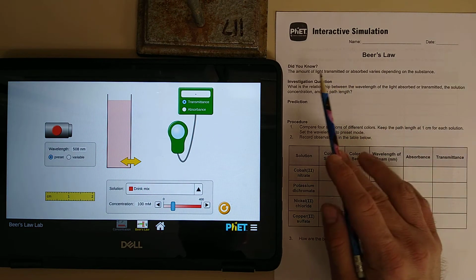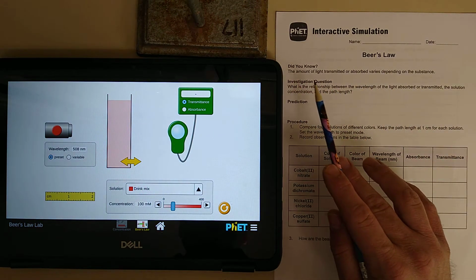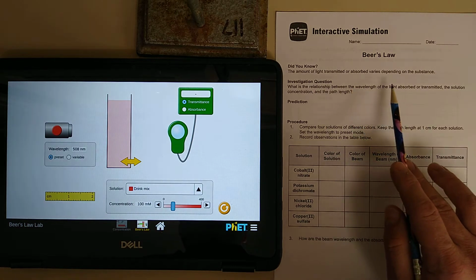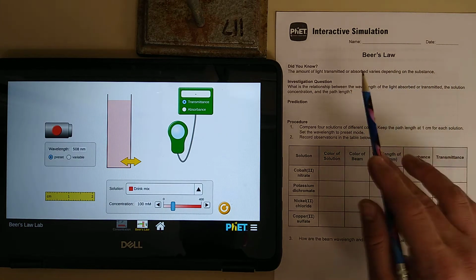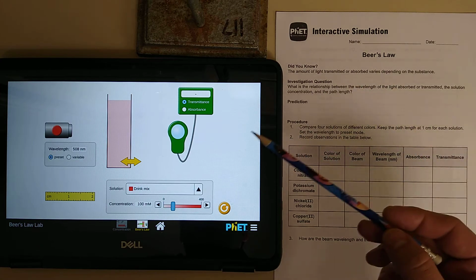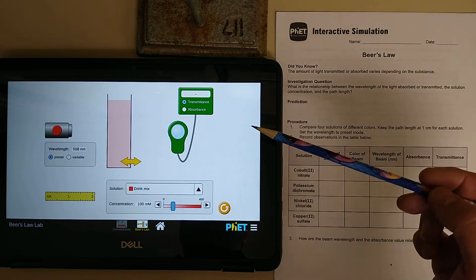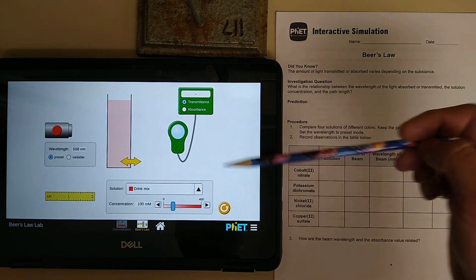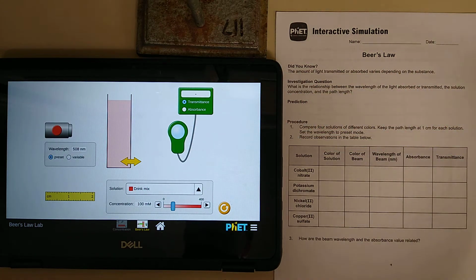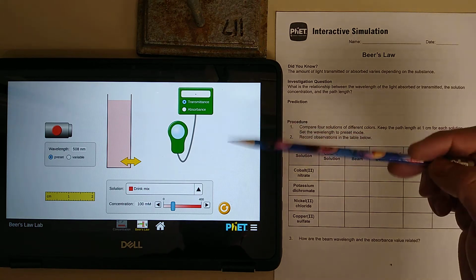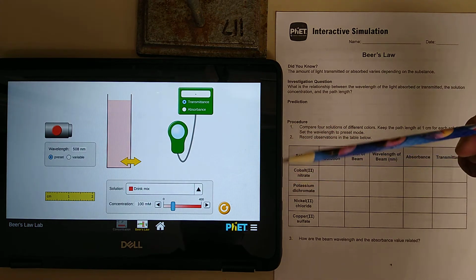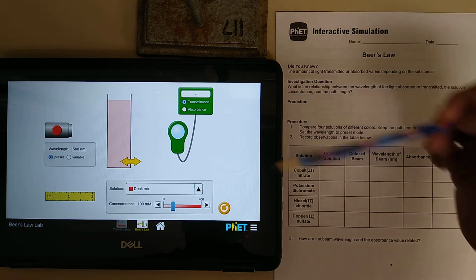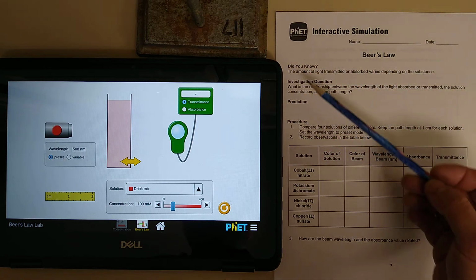All right, so Beers Law. Did you know the amount of light transmitted or absorbed varies depending on the substance? That's the basis of Beers Law. As light passes through a substance, a solution, it will be absorbed and scattered as it travels through. There's actually a way to calculate that, but you don't have to worry about the calculation. We're just looking at the effect of it, not doing all the math that goes with it.